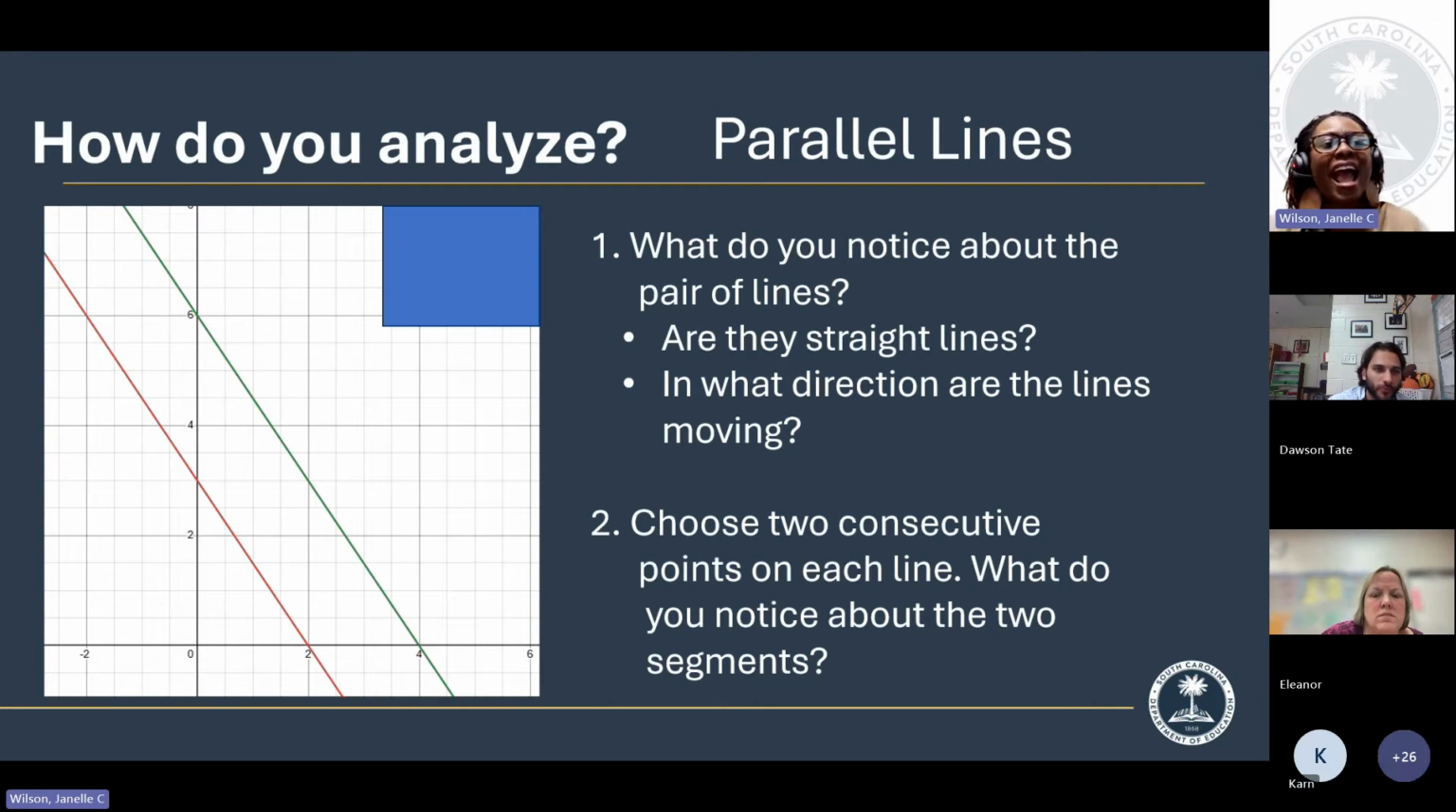All right. How do you analyze? So when we talk about analyzing parallel lines, what do you notice? And we're looking at this from the lens of a student. So you would ask your students, what do you notice about the pair of lines? Are they straight lines? In what direction are the lines moving? So what do you notice about these pair of lines?